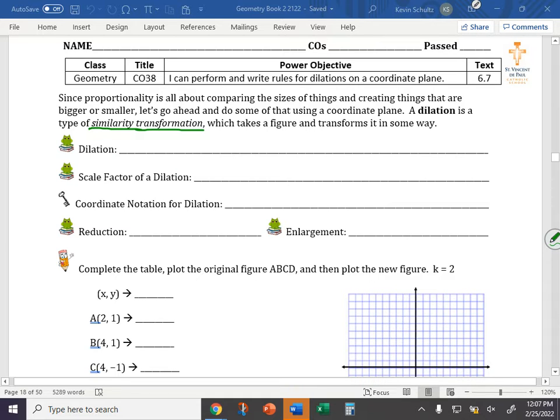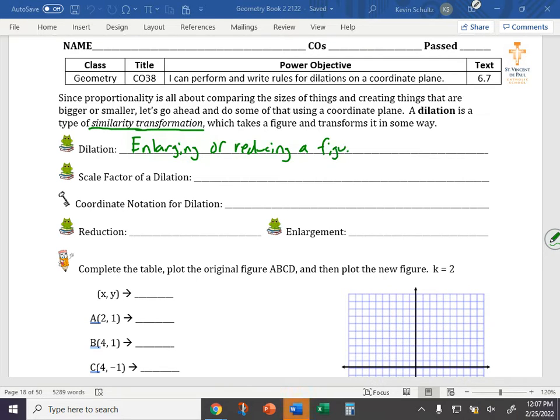Okay. Most other transformations that you can think of, you remember doing, did the size of the shape change? No, only its position, right? You rotated it, you moved it, but the size didn't change. With the dilation, you are enlarging or reducing a figure proportionally. Thus, that's why it's a similarity transformation.